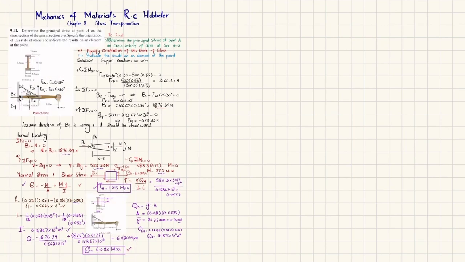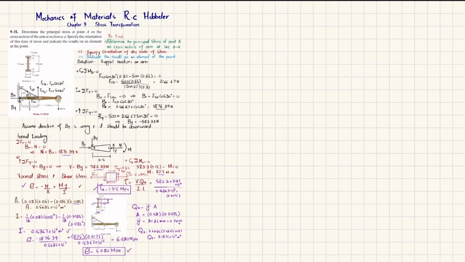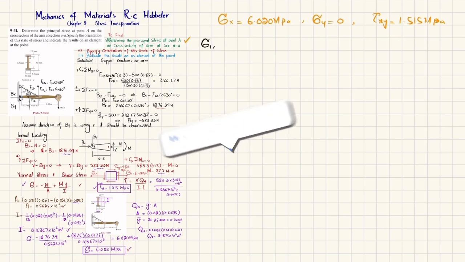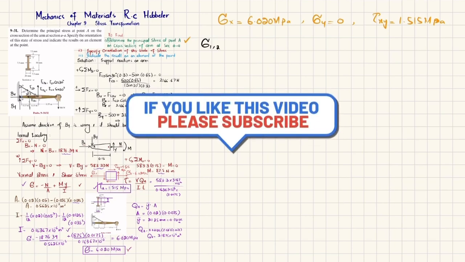Okay, now we have this state of stress. So you can see that we do not have sigma y, we have sigma x is equal to 6.020 megapascal. We do not have sigma y, it is equal to 0, and tau of xy is 1.515 megapascal. And in the first part we have been asked to find the principal stresses. So we know that principal stresses, which is sigma 1, sigma 2, in combine you can write it like this.